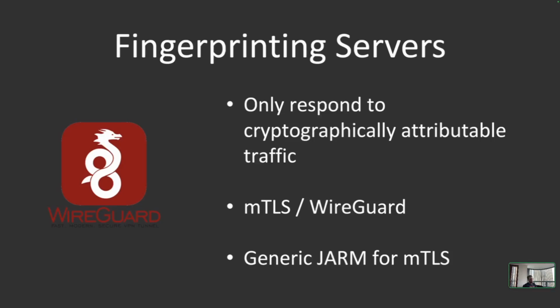Mutual TLS is also very useful because the responder will only get a very generic JARM for that because they won't be able to provide a valid client certificate, at least without extracting it from an obfuscated beacon.